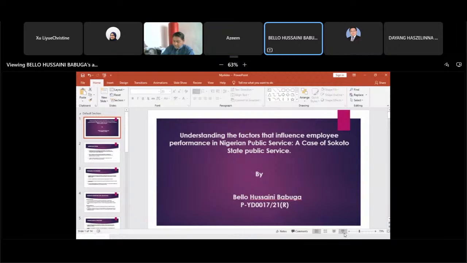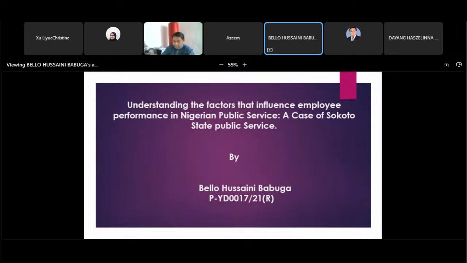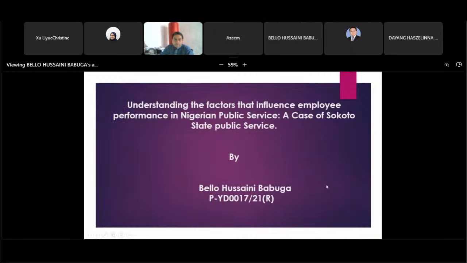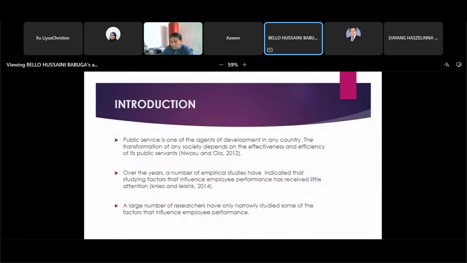I'm Bello Hussein Babu Gabani, here to present research methodology with the title Understanding the Factors that Influence Employee Performance in Nigerian Public Service, a case of Sokoto State Public Service. Public service is one of the agents of development in any country.